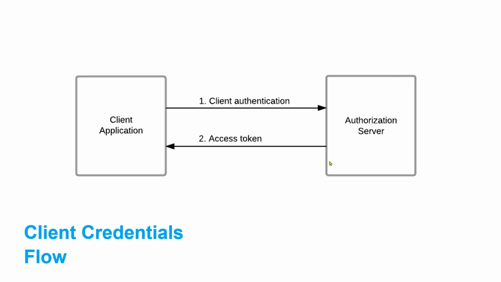In the client credential flow, the client acts on its own behalf rather than on behalf of a user. This is the client application and this is the authorization server. They communicate with each other and solve their own problems by themselves. This flow is typically used in machine-to-machine communication. The backend of your client application and the backend of your Google third-party application will talk to each other. This client is asking for authentication, and this server is giving the access token.